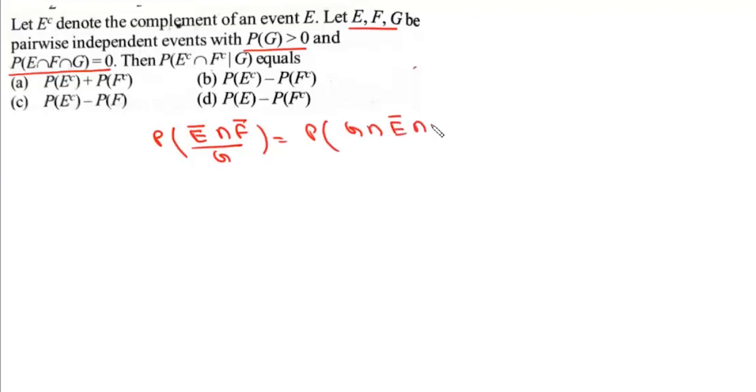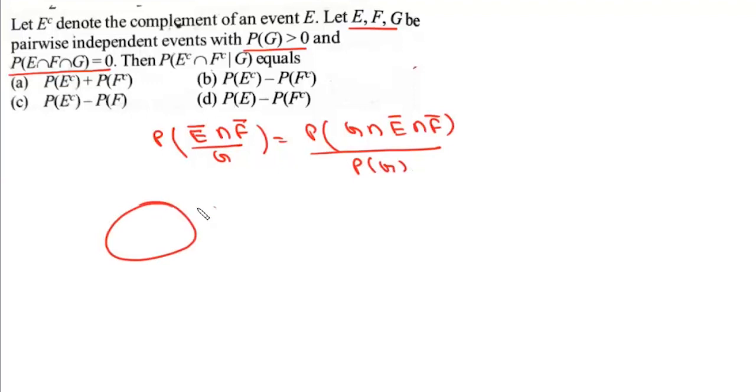Now here the question is, let E complement denote the complement of an event and let E, F and G be pairwise independent events such that P(G) is greater than 0 and the probability of E intersection F intersection G is equal to 0. Then we need to find the probability of E complement intersection F complement given G. Now we can write this as the probability of G intersection E complement intersection F complement divided by the probability of G.